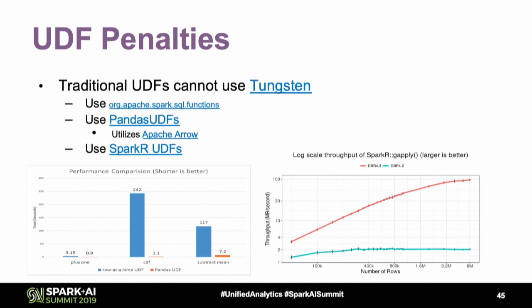Okay, UDF penalties. Scala UDFs are pretty fast. Python UDFs are not very fast by default, and R UDFs sometimes work. But if you can vectorize them in Python, then they're probably faster than the ones in Scala, ultimately. This is an example below on the throughput. You can see the different values. If you think about subtract mean or the cumulative DF there, you can see the differences by using vectorized pandas UDFs versus the regular Python UDFs.